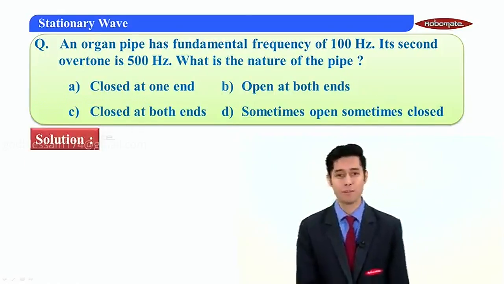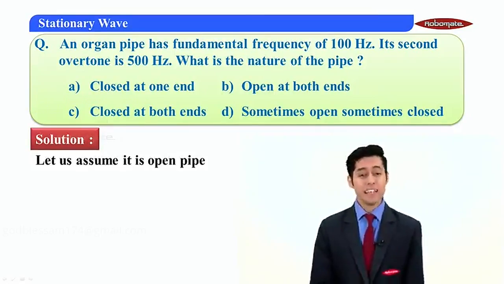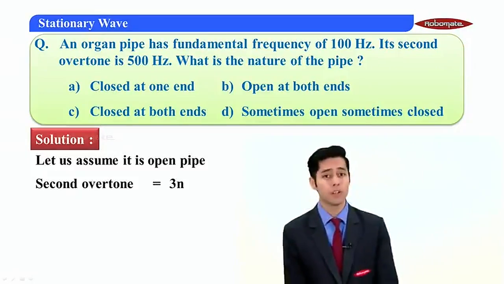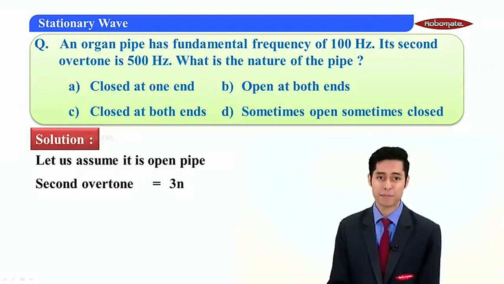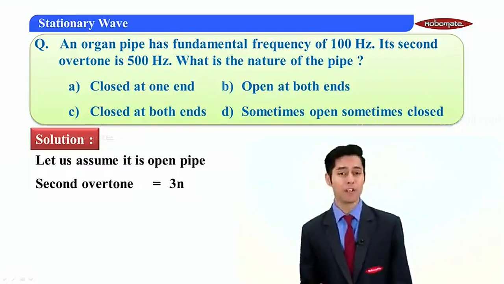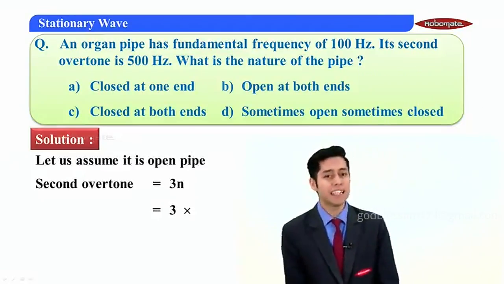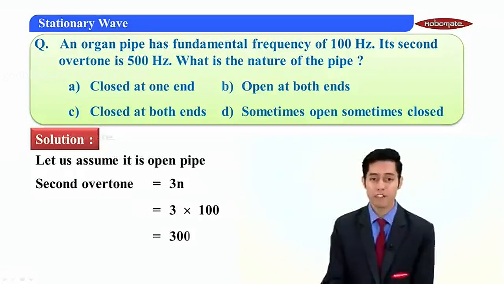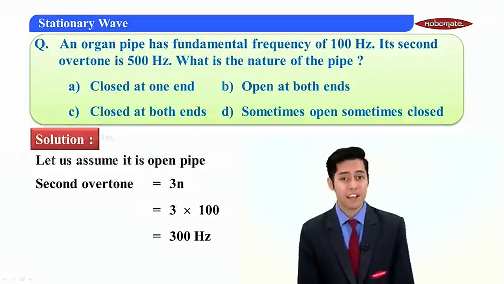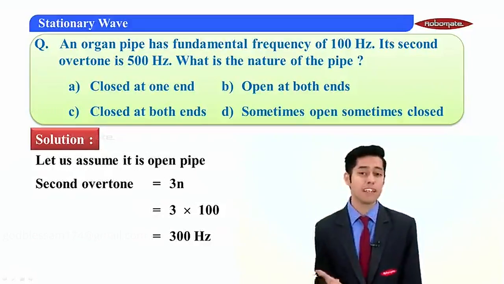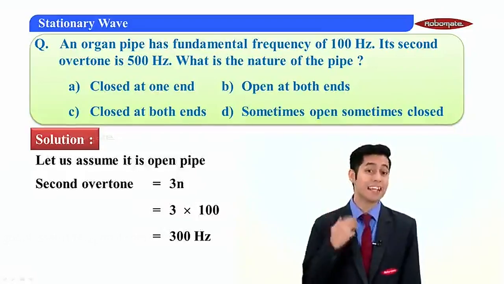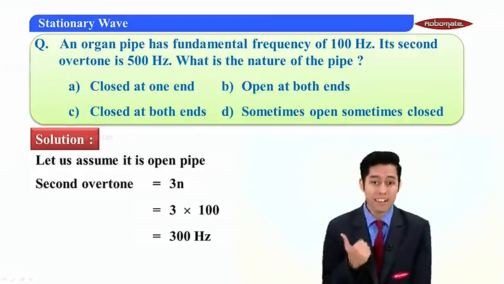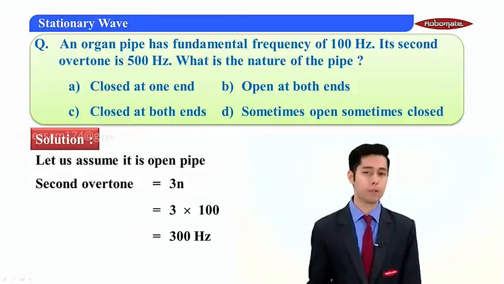Now to solve this problem, we see the solution. Let us assume that this pipe is an open pipe. For an open pipe, second overtone will be 3 times N. Now I know that second overtone is 3 times N. So can I say 3 times the fundamental frequency? That means 3 into N, that is 3 into 100, which will come out to be 300 Hz. Now is the second overtone coming out to be 300 Hz? No. From the question we know that second overtone is actually 500 Hz. So it is definitely not an open pipe.